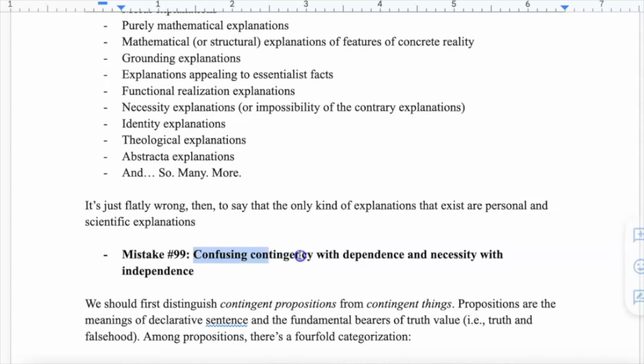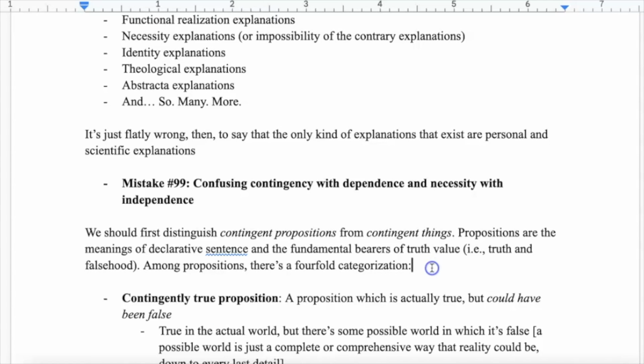All right, mistake number 99, confusing contingency with dependence and necessity with independence. This one is huge. We should first distinguish, I think, contingent propositions from contingent things. Propositions, as philosophers understand them, are basically just the meanings of declarative sentences. They're what declarative sentences express. And they're the fundamental bearers of truth value. If you don't like propositions, we can make this point in terms of statements. So you can just think of contingent statements.